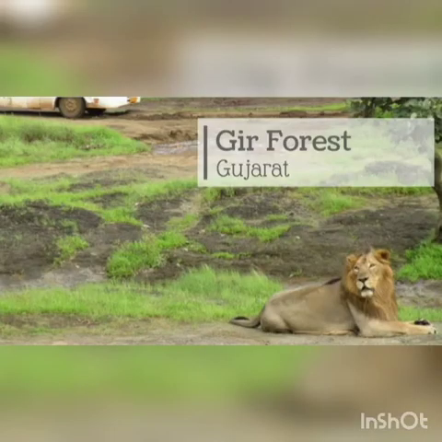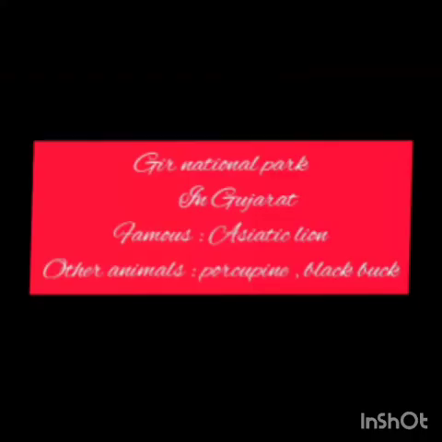Next one is Gir Forest National Park. It is located in Gujarat. And the animal here is, yes, the Asiatic lion. Other animals like chinkara, porcupine, blackbuck, etc. are also found here. And the park name is Gir Forest National Park.